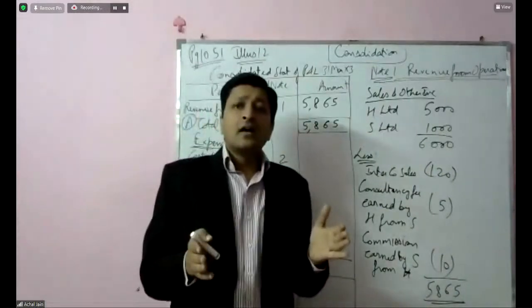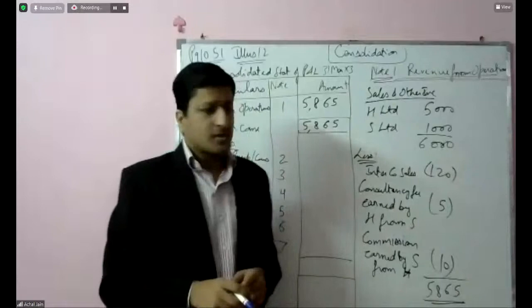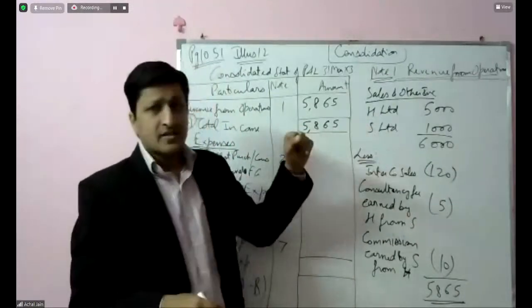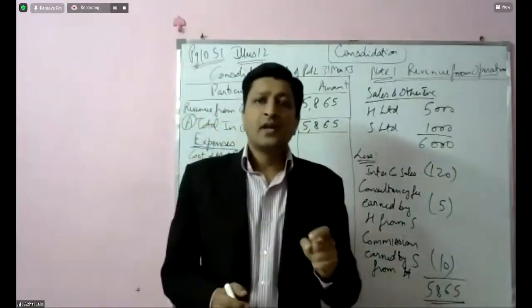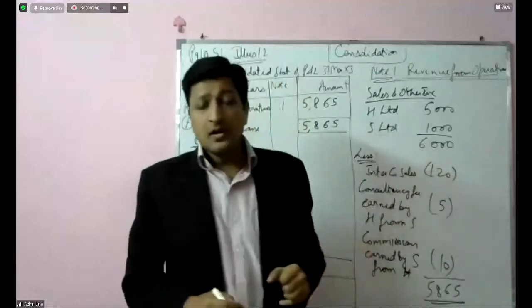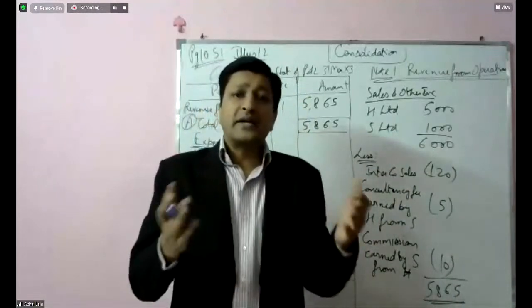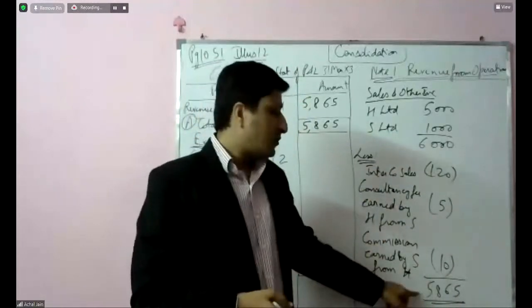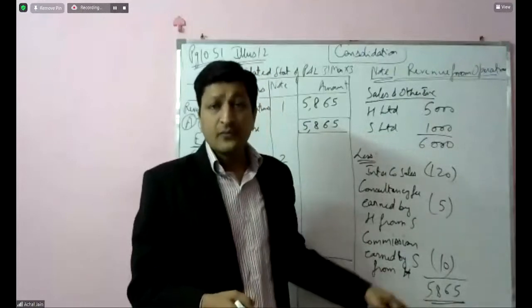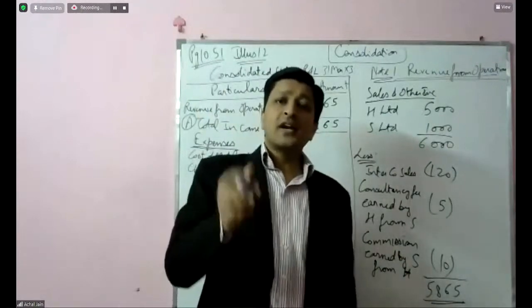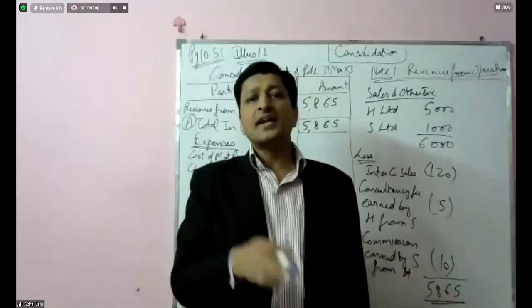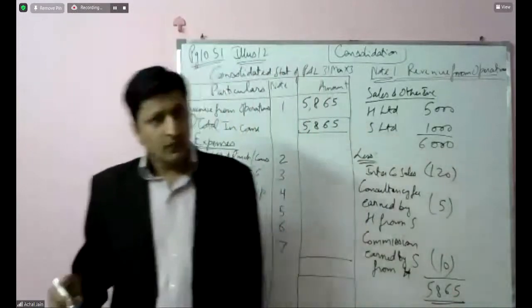If you look at the individual components of H and S, and if you just add them, it becomes 6,000. But if you look at it from the perspective of the group, this gets reduced to 5,865. Why? Because now we are considering both these companies as single economic entities.